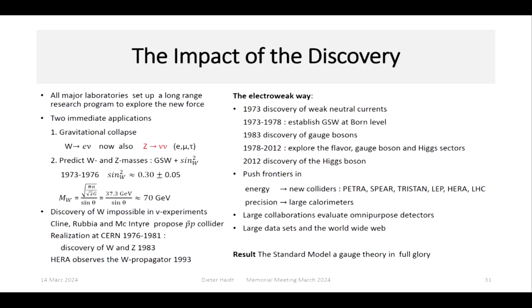So this was the beginning of the proton-antiproton collider, which was proposed and which was realized then at CERN within 7 years. Now, if you look at the right side, you can see the beautiful electroweak way starting at 73 with the discovery of the neutral currents and the W and the Z, and finally the Higgs. So at the end of this story is the Standard Model in its full glory.